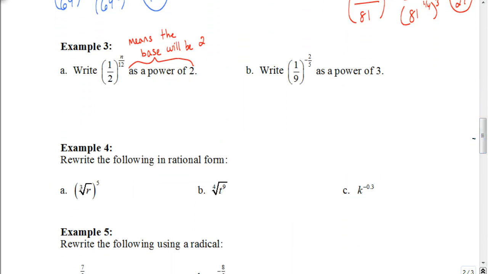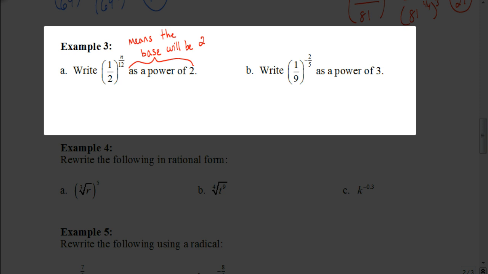Well, let's look at these problems. These problems are applying those rules now with a slightly different twist on them. We want to figure out what 1/2 to the n over 12 as your exponent would be as a power of 2. In other words, when it says we want to rewrite that as a power of 2, it means that the base is going to be a 2.